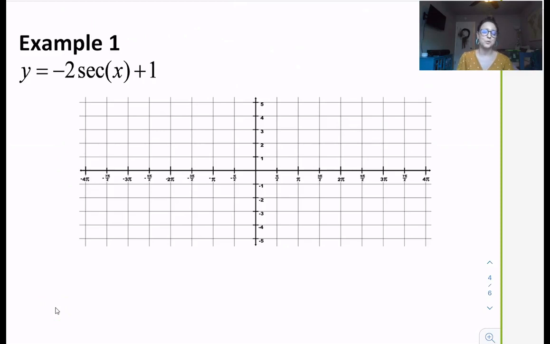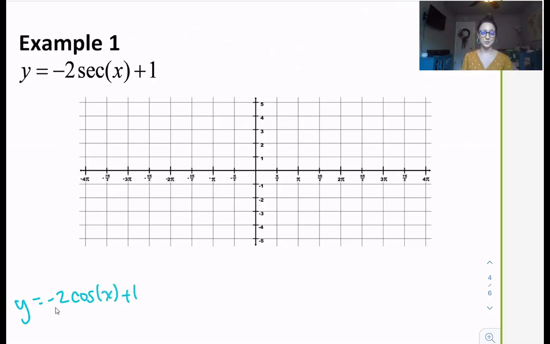All right, let's try example 1 together. I've got y equals -2 secant of x plus 1. I'm first going to graph the reciprocal function. So what's the reciprocal of secant of x? The reciprocal is cosine x with the same transformation. So I'm first going to graph y equals -2 cosine of x plus 1.